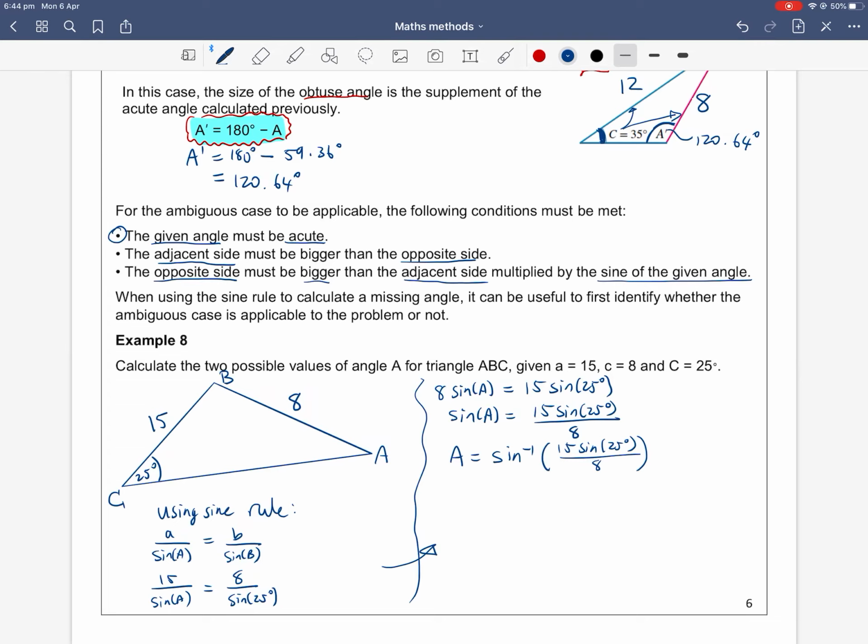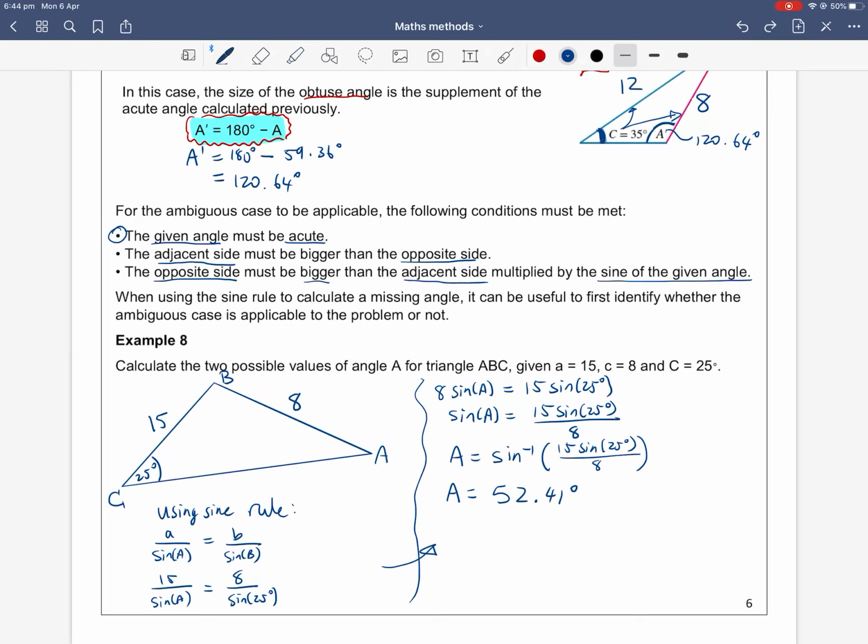Don't forget your degree symbol on your 25 degrees, otherwise it's assumed radians. Using a calculator, that gets us 52.41 degrees. Now, we need to consider the ambiguous case. Why? Because our given angle is acute, so tick, it's less than 90 degrees. The adjacent side, 15, is bigger than the opposite side, 8. And the opposite side is bigger than the adjacent times the sine of the angle. So we need to consider the ambiguous case.